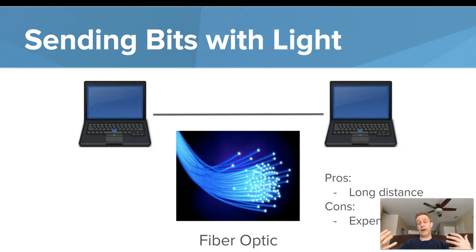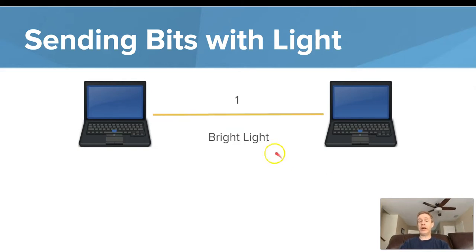And while that's a very good pro, the problem with it is that fiber optic cables are very expensive, and it's only those ISPs, those internet service providers, that really use the fiber optic cables to send information. So how do we send zeros and ones using light? Well, when we want to send a one, we send a bright light across the fiber optic cable, and when we want to send a zero, we send either a dim light or no light across the fiber optic cable to transmit a zero.